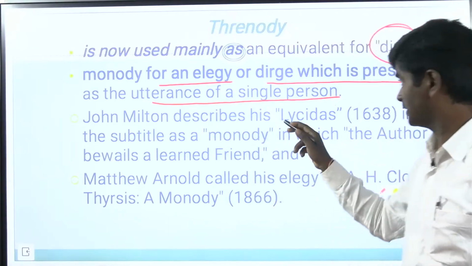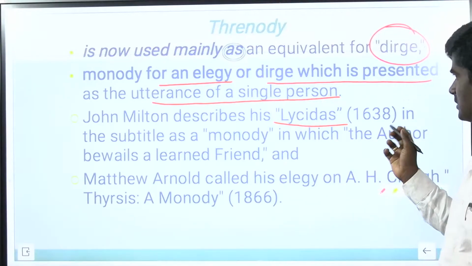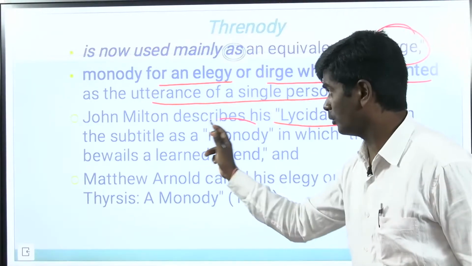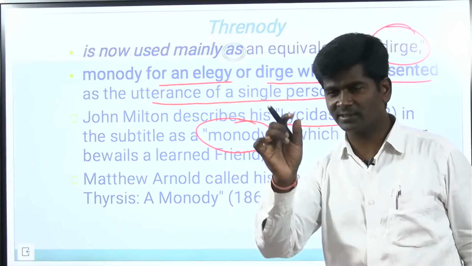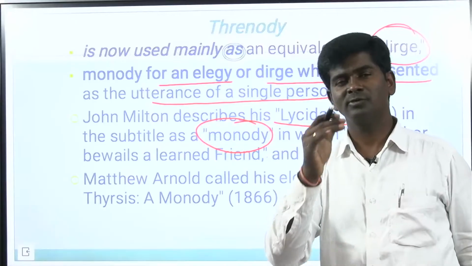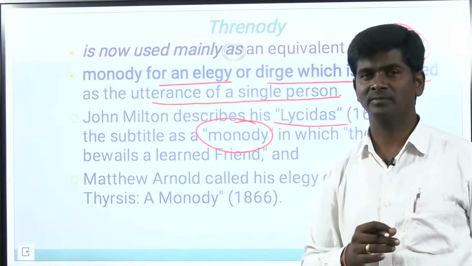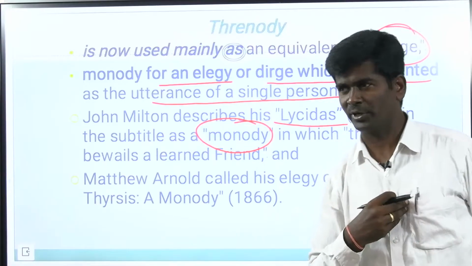John Milton describes Lycidas, a pastoral elegy, in 1638 with the subtitle a monody. So Lycidas, subtitle a monody. Monody or threnody means elegy, a death poem, a death song by the poet.